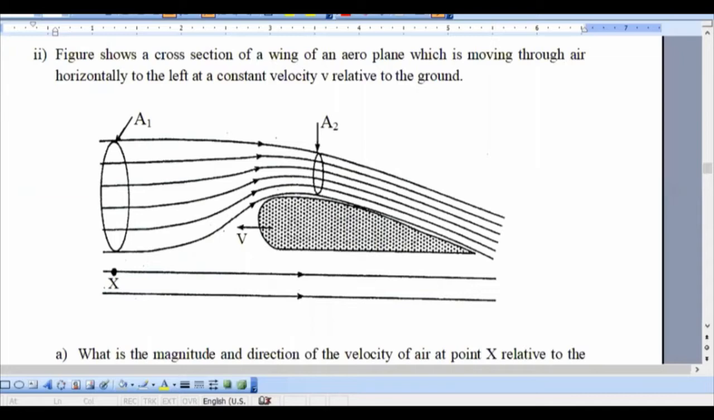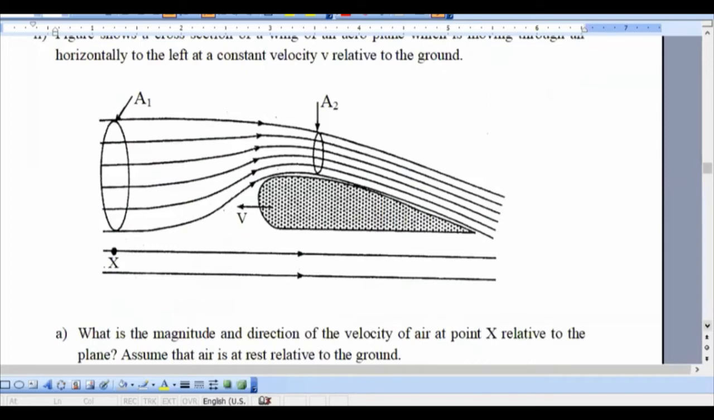Figure shows a cross-section of a wing of an aeroplane which is moving through air horizontally to the left at constant velocity v relative to the ground. What is the magnitude and direction of the velocity of air at point x relative to the plane? Assume that air is at rest relative to the ground.